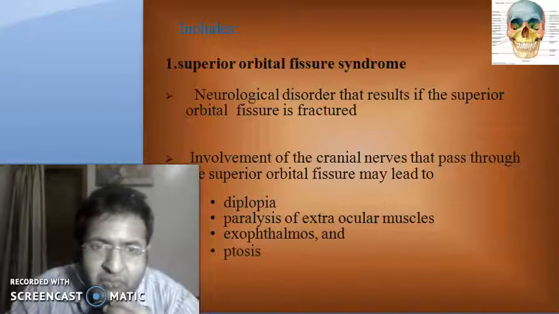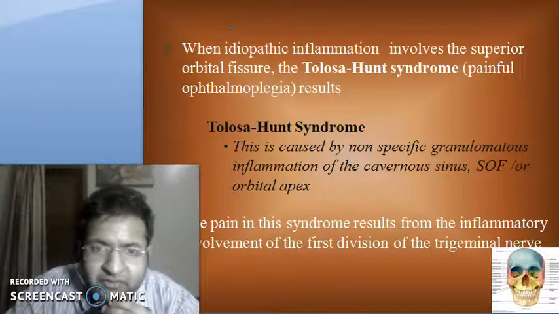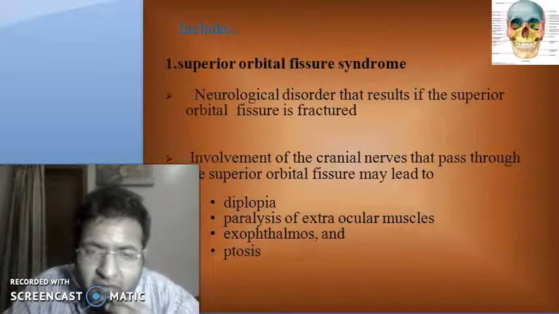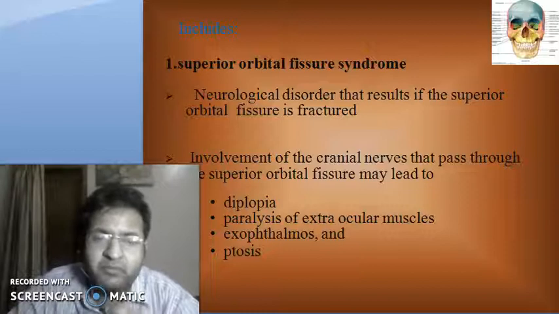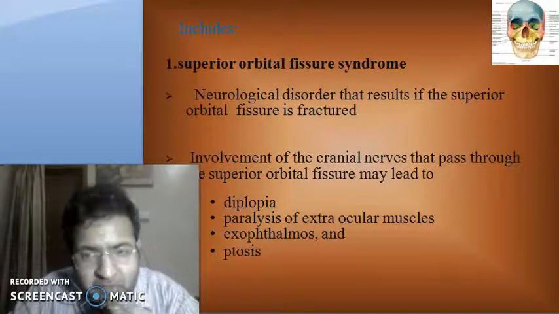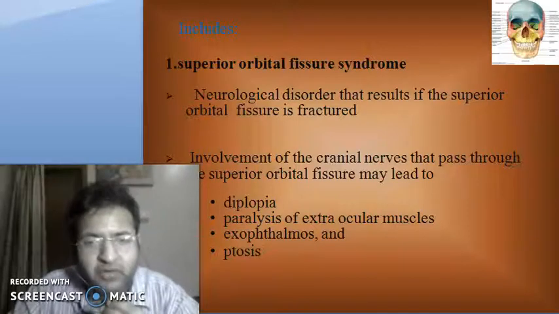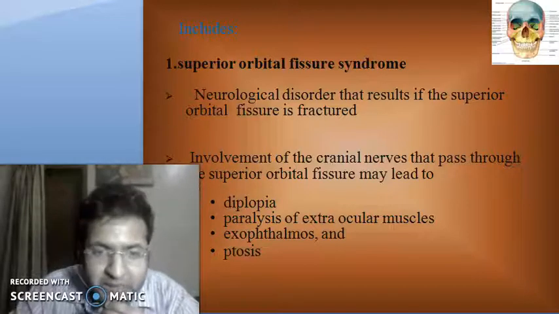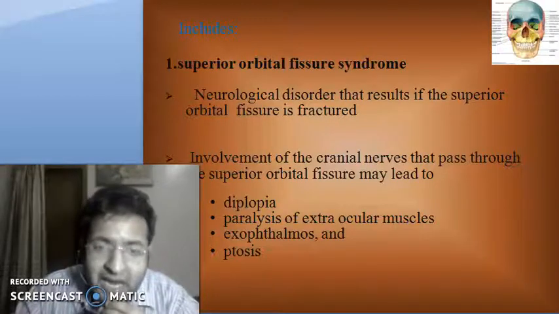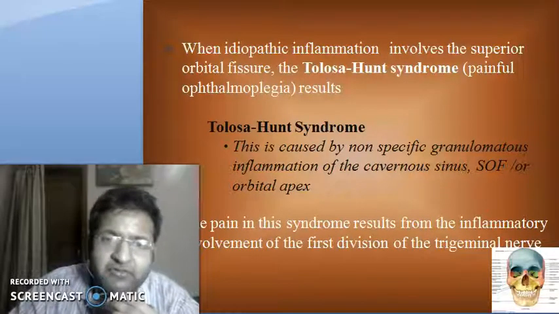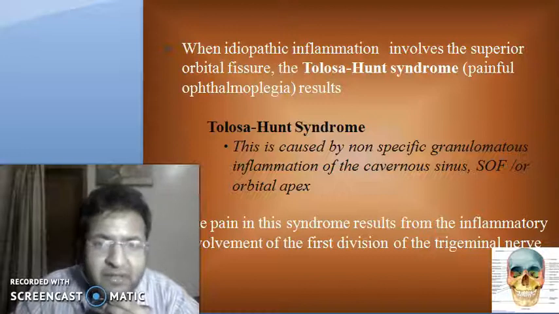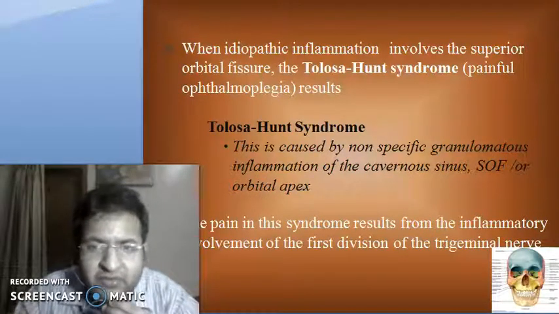The parasellar syndromes include the superior orbital fissure syndrome and the Tolosa-Hunt syndrome. The superior orbital fissure syndrome is a neurological disorder that results when the superior orbital fissure is fractured. Involvement of the cranial nerves that pass through the superior orbital fissure may lead to diplopia, paralysis of the extraocular muscles supplied by these nerves, and exophthalmos. When idiopathic inflammation involves the superior orbital fissure, Tolosa-Hunt syndrome results.